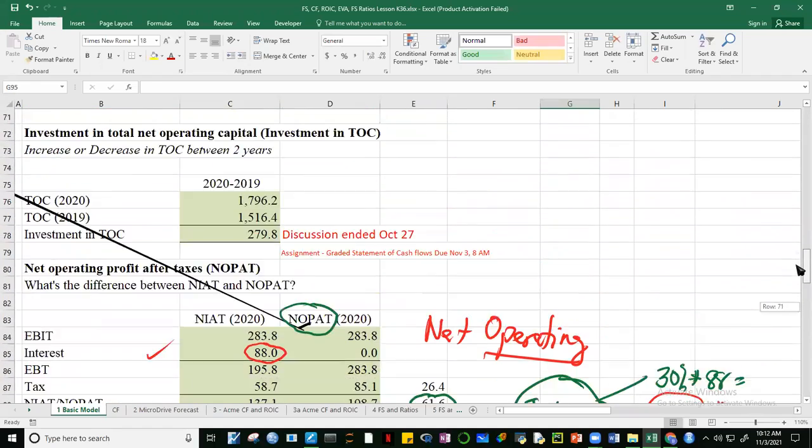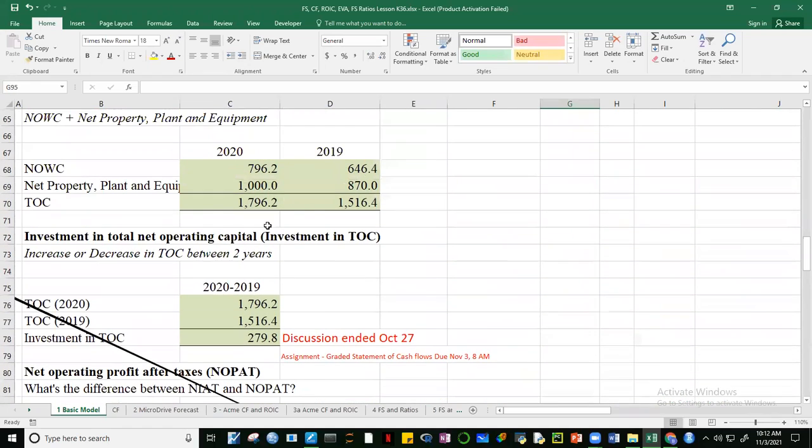Okay, and how about the assets? The assets, guys, the operating assets, the current divided by the previous minus 1. Okay. So its operating capital increased by 18%.